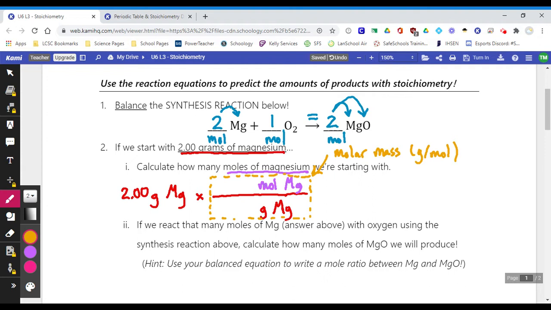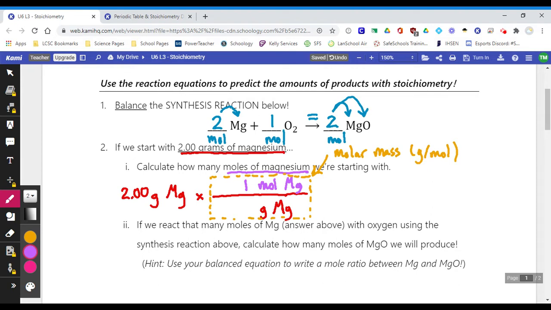So to help with this, if we just have moles on one side of the fraction bar, we're going to be 1 with moles, which means we're just going to put a 1 next to the moles. 1 with moles. Now this fraction bar is asking me how many grams of Mg are in 1 mole of Mg.